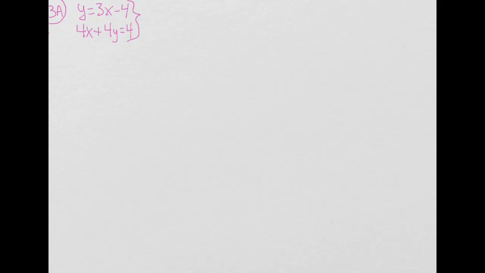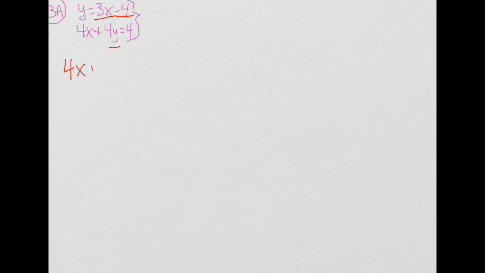Okay, problem 3a, solve it using either elimination or substitution, whichever one seems easier. Well, in this case, I think it's going to be much simpler for us to do substitution since our first equation is already solved for y. So let's take that value for y, which is 3x minus 4, and substitute that for y in the other equation.